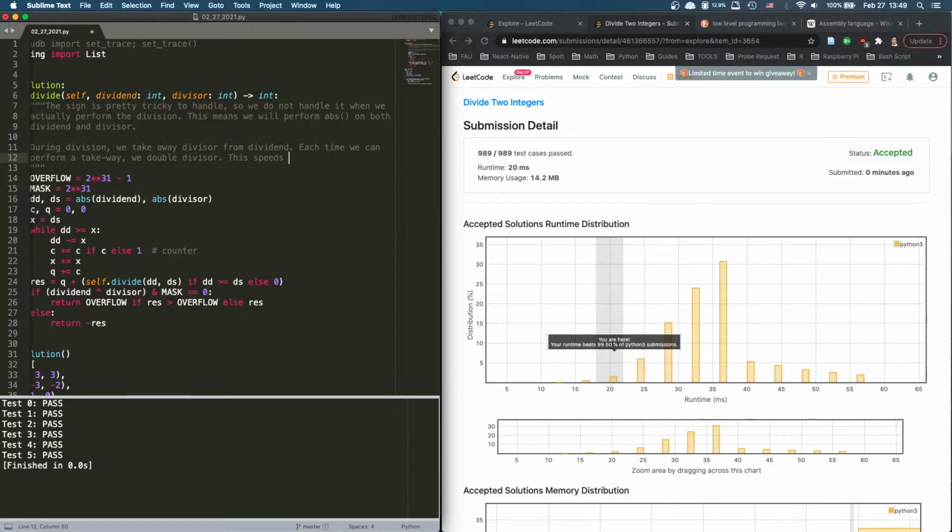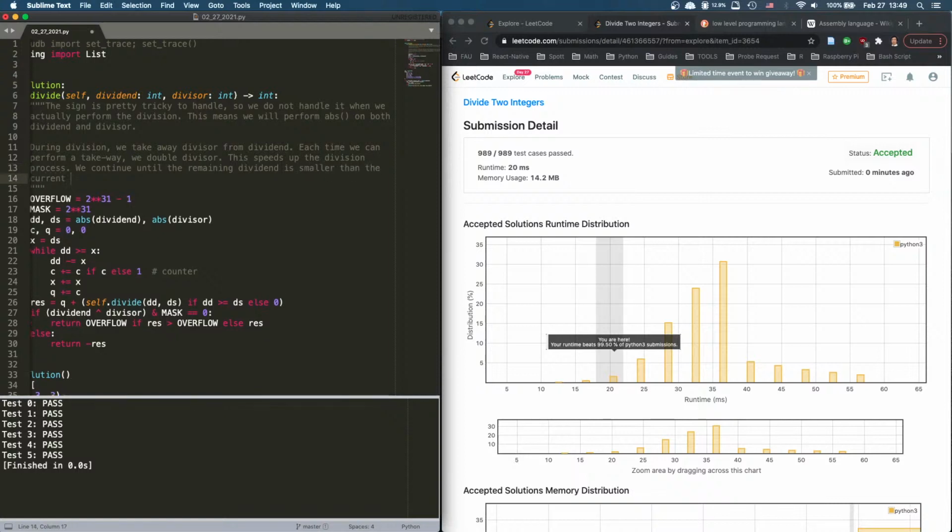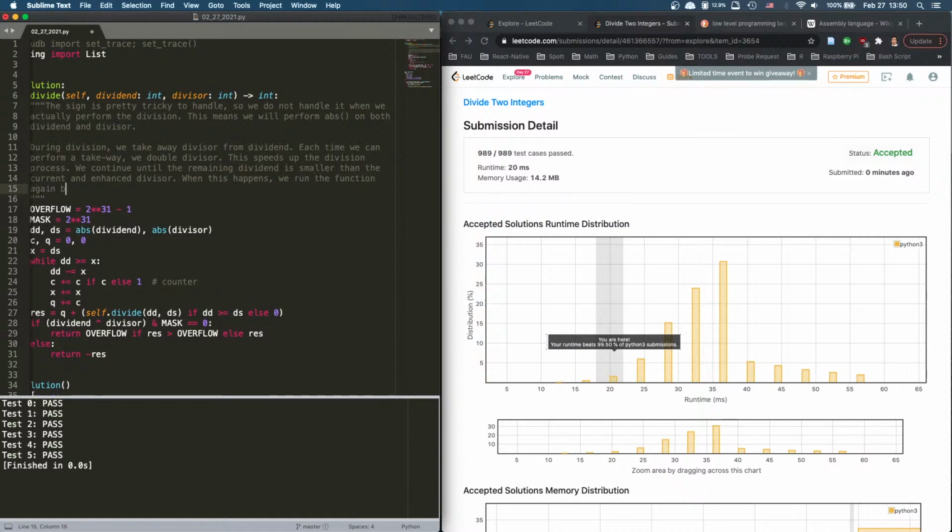This speeds up the division process. We continue until the remaining dividend is smaller than the current enhanced divisor. When this happens, we run the function again by passing in the smaller dividend and the original divisor.